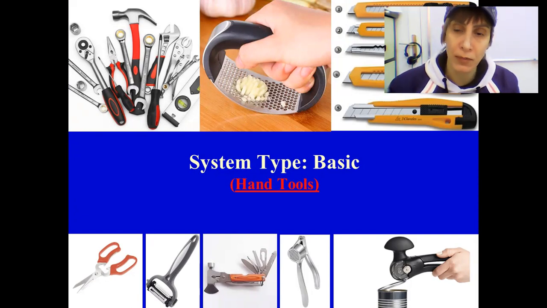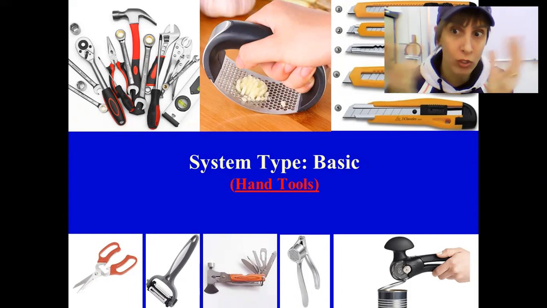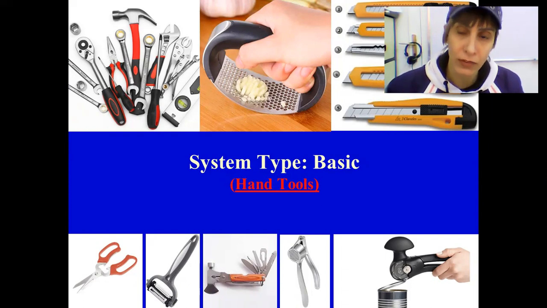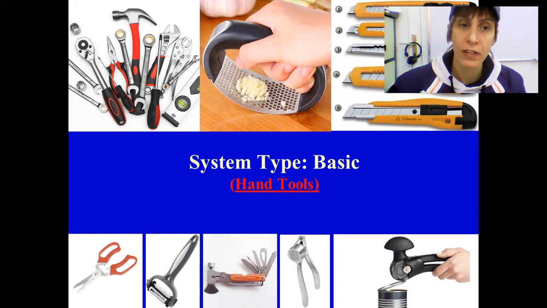So the three types of systems are basic, mechanical, and fully automatic. Now your projects will deal with the basic systems and the mechanical systems. The first project, the basic systems, which are hand tools. We categorized the system types according to how much manual control versus machine control there is. So the basic manual systems are the most simple ones. They are the hand tools, like these, if you see the pictures.